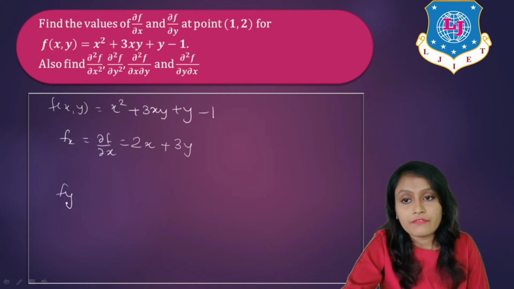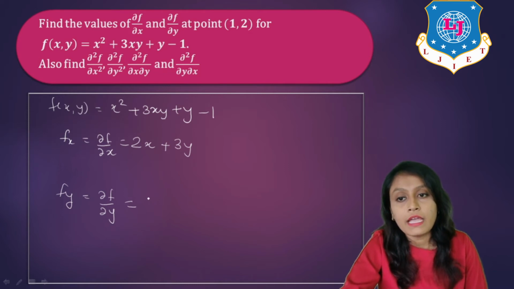Next, fy, okay, that is del f by del y, derivative of f with respect to y keeping x constant. Okay, so x square is constant, so derivative of this is 0. Again, 3x is constant, derivative of y is 1. So here we have 3x plus 1.